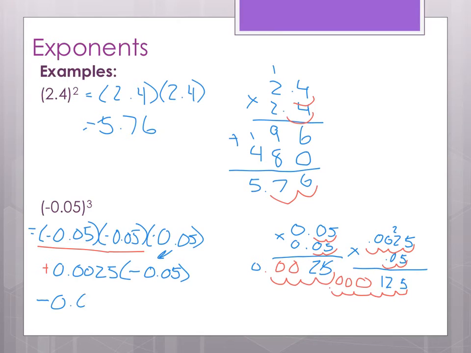is 0.000125. So you can see that sometimes when we multiply by decimals that are smaller than 1 with exponents, we're going to get a lot of those leading zeros. And don't forget your sign rules.